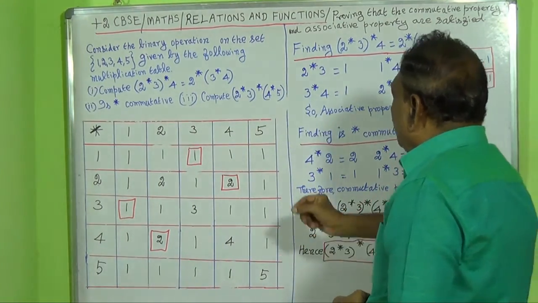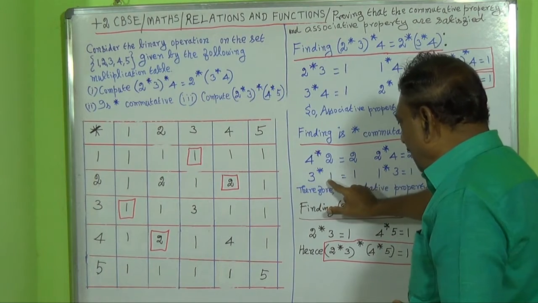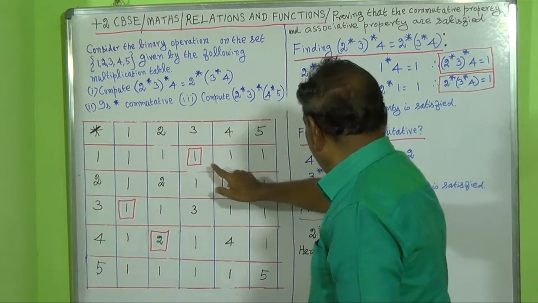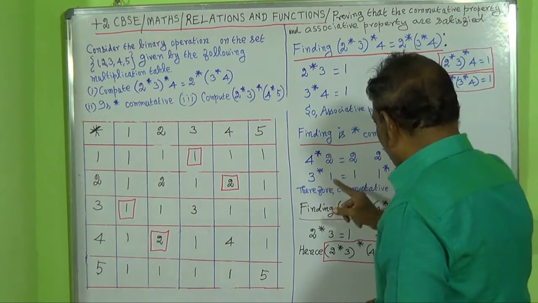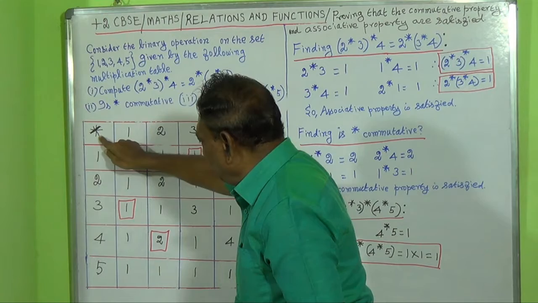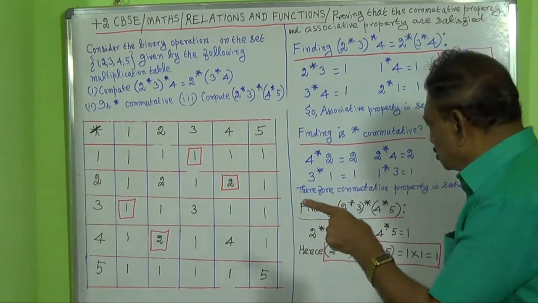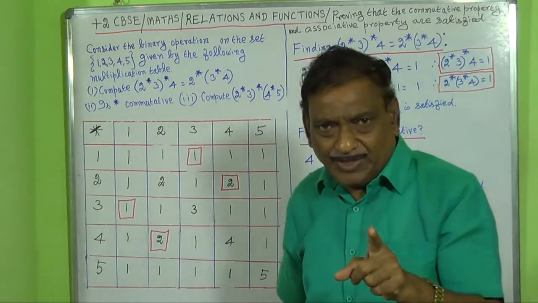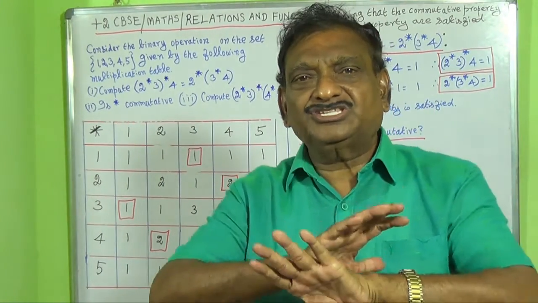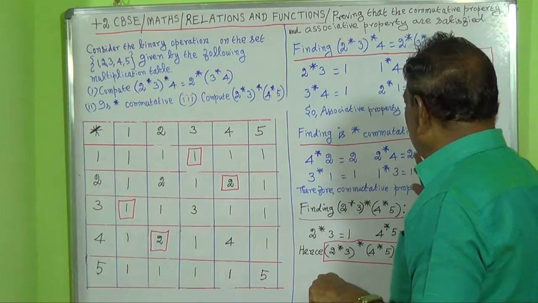We will see one more example. If 3 is operated with 1, we get the result 1. If 1 is operated with 3, we also get the result 1. In this case also, if we interchange the position of the numbers, the result obtained is the same. That is, the result is not changed. So in this example also the commutative law is satisfied.